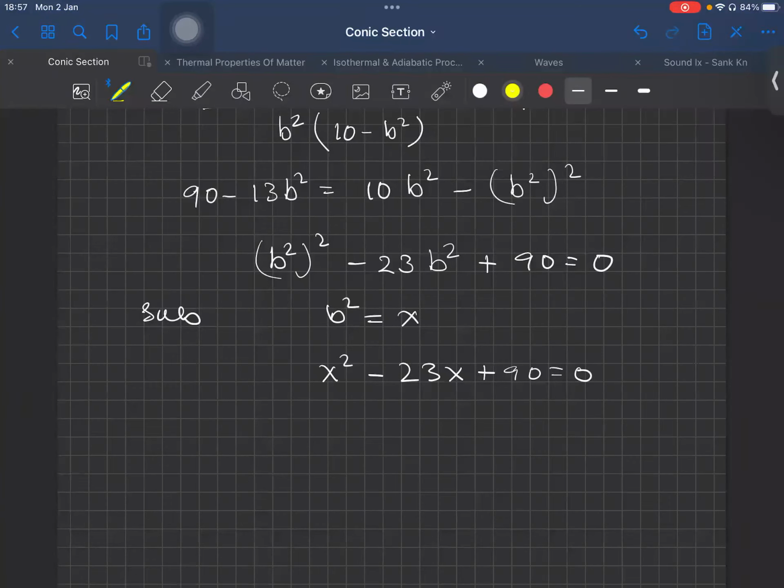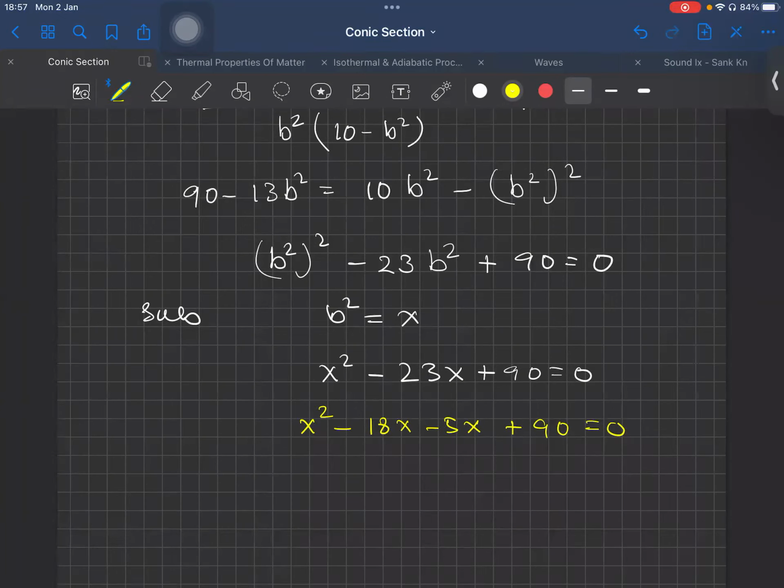Is 18 a factor of 19? Can we write this as x square minus 18x minus 5x plus 90 is equal to 0? 18 into 5 is 90, right? Is it correct? 18 into 5 is 90, no? Yeah, 18 into 5 is 90.